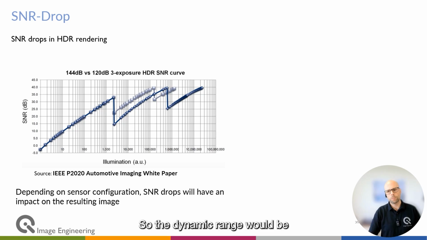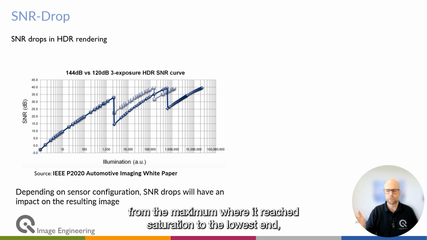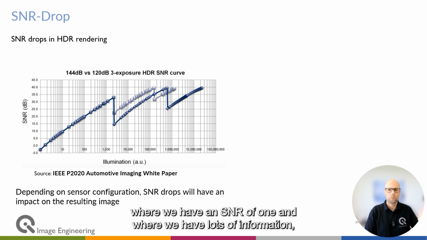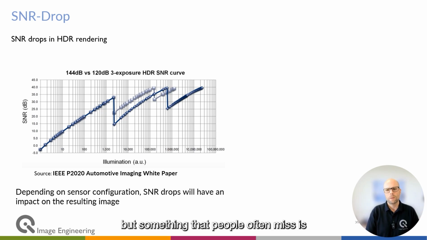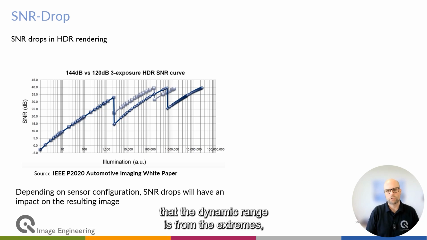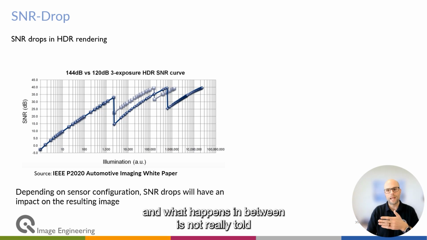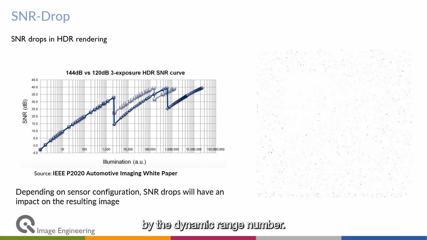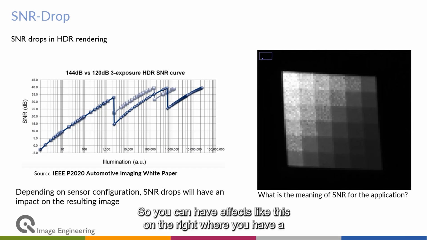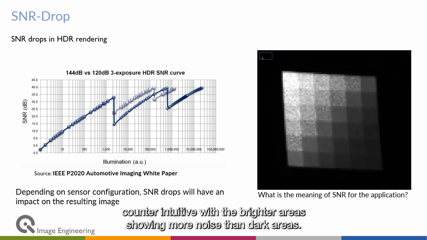So the dynamic range would be from the maximum where it reached saturation to the lowest end where we have an SNR of 1, where we have loss of information. But something that people often miss is that the dynamic range is from the extremes, and what happens in between is not really told by the dynamic range number. So you can have effects like this on the right, where you have counterintuitive that brighter areas show more noise than darker areas.